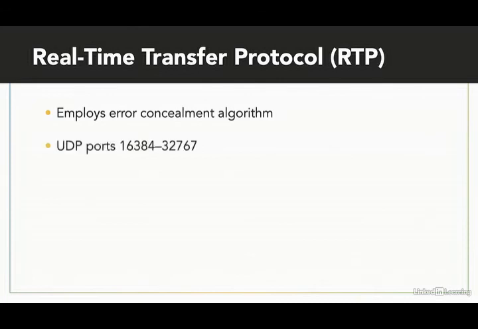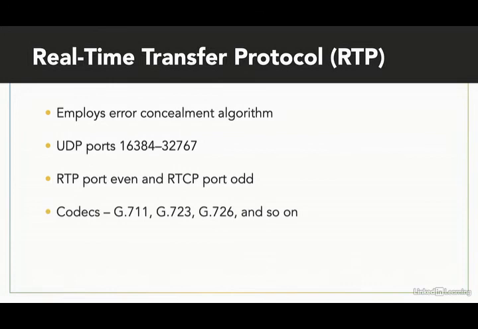RTP has a broad range of ports assigned from 16384 to 32767 UDP. An RTP stream should be an even port number, and the next odd port should be the RTCP port. The RTP profile type specifies the codecs used to encode the audio for the payload portion of the RTP packet. This can be methods such as G.711, G.723, G.726, and so on.